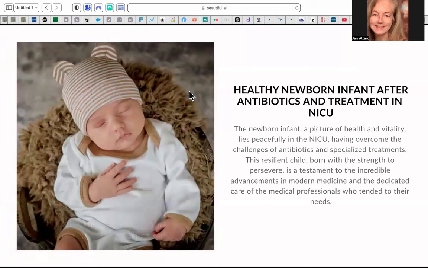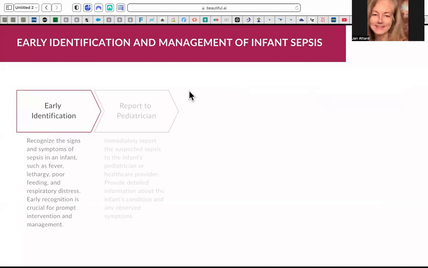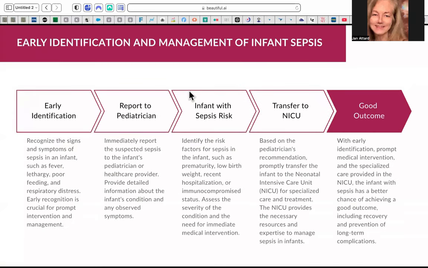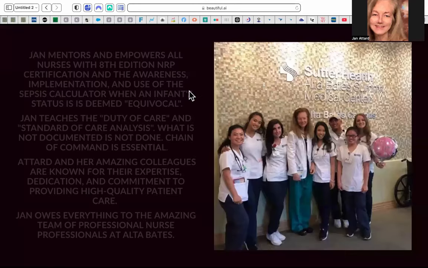Okay? We save lives. The resilient child born with the strength to persevere is a testament to the incredible advancements in modern medicine and the dedication of medical professionals. We are blessed. So back again: early identification, reporting to the pediatrician, understanding what sepsis risk is, transfer to the NICU, good outcome, happy family, safe baby.